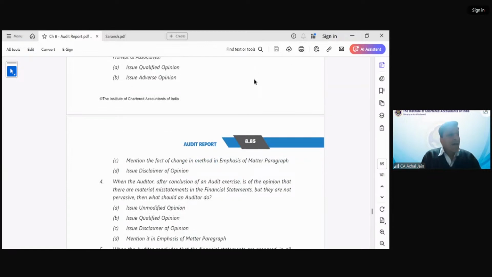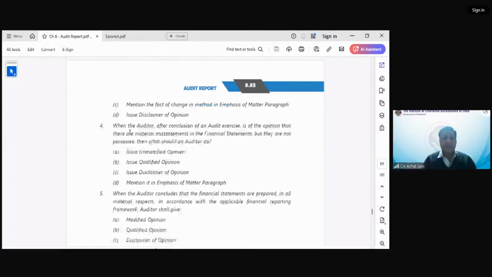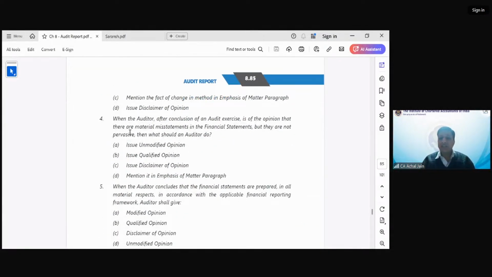When the auditor, after the conclusion of an audit exercise, is of the opinion that there are material misstatements in the financial statements, but those are not pervasive, then what will be the outcome? Tell me, what will the auditor do? I think this is very, very easy for everyone to answer. Very good. I can see everyone answering as B. Ritika, Niru, Apur. Sania, Nitin, great. This is very easy because you understand this conceptually, right?